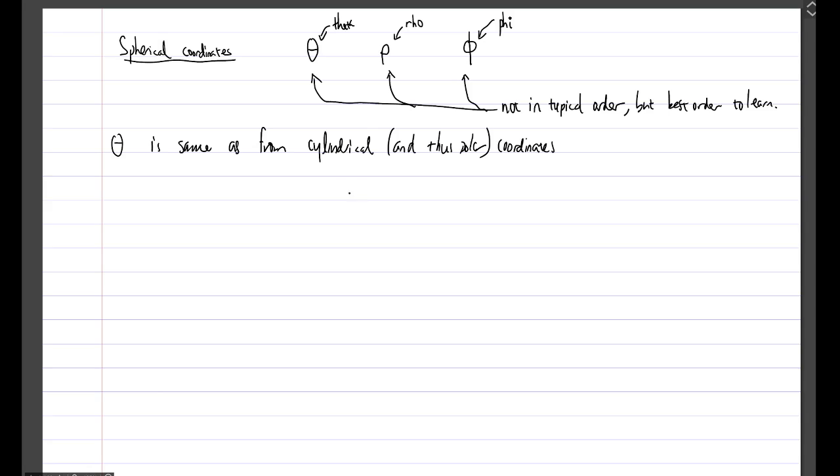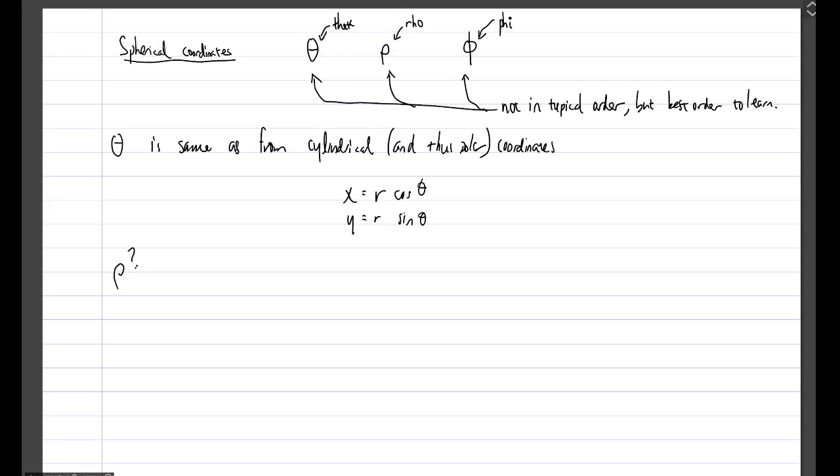For example, the conversion x is equal to r cosine theta, y is equal to r sine theta. Both of those still apply. Okay, so we're done with theta. We move on to rho already. So what about rho? What can we say about that?